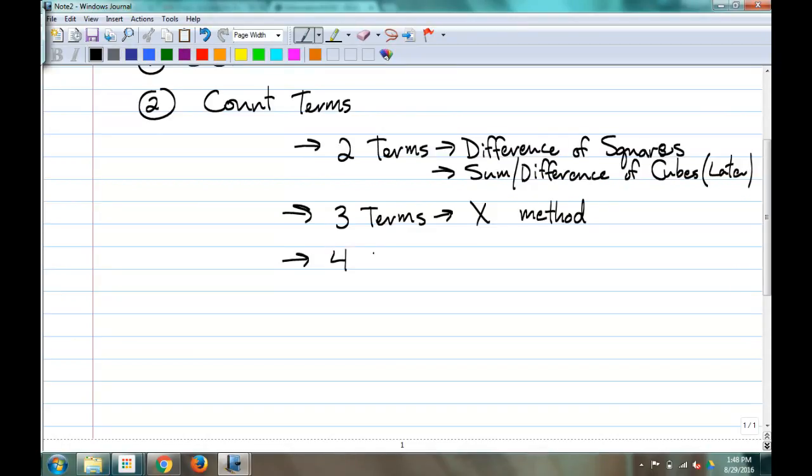All right, if there are four terms, and this does come up today a little bit in how we would factor a trinomial, sometimes we make it into a four-termed polynomial to factor it. We're going to use a method called grouping. Okay, and we'll review all of these as we go today.